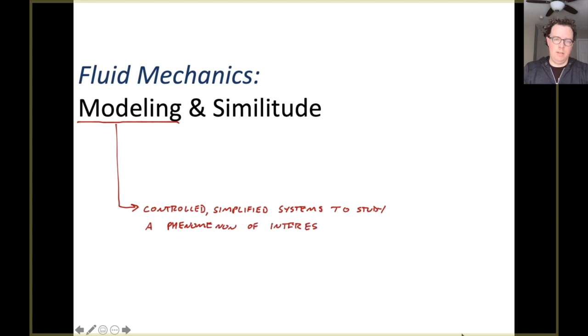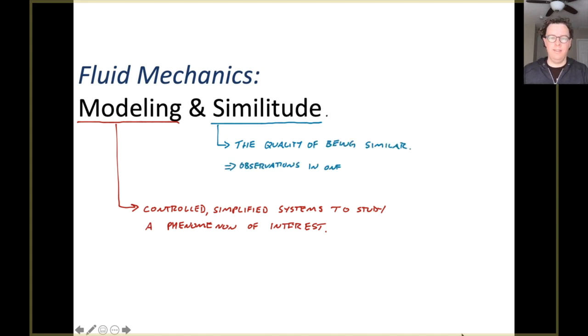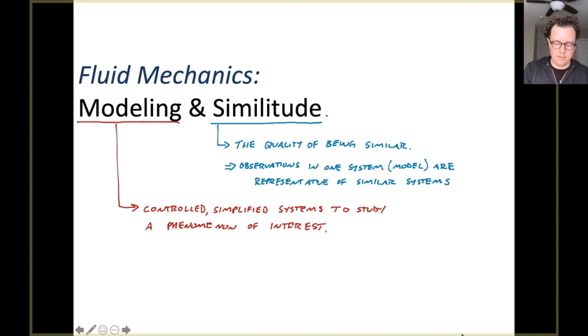When we think about modeling, we're thinking about the study of a highly controlled or simplified idealized system where we can study some phenomena of interest in a controlled way. The other sort of vocabulary term here is similitude. If you Google that, it simply means the quality of being similar. But what we're actually referring to here is the idea that we want to set up models so that observations in one system, the model, are representative of what's going on in similar systems or the real world.